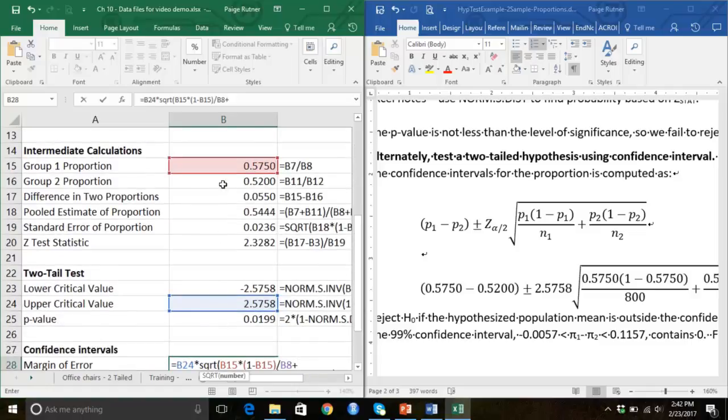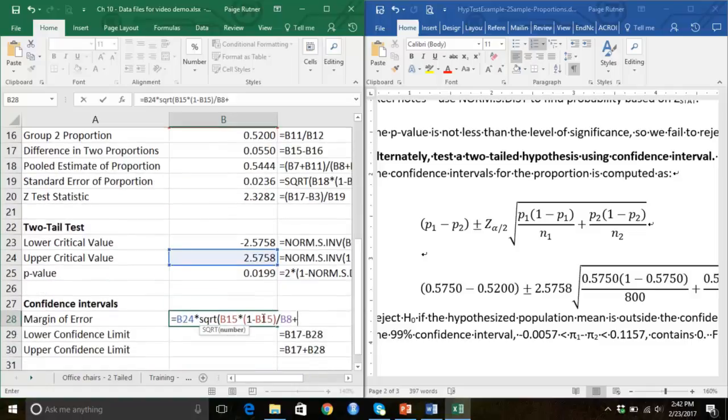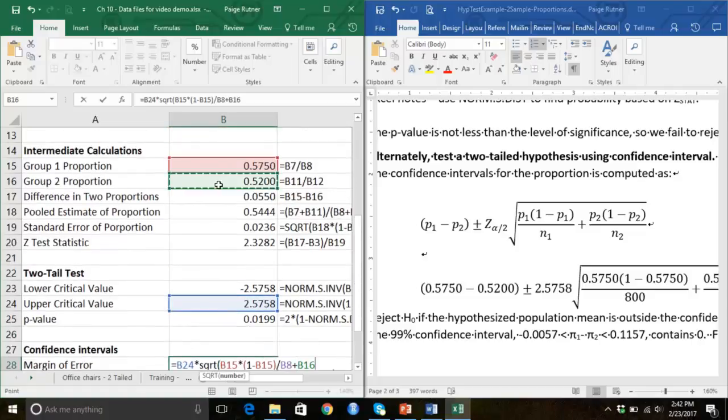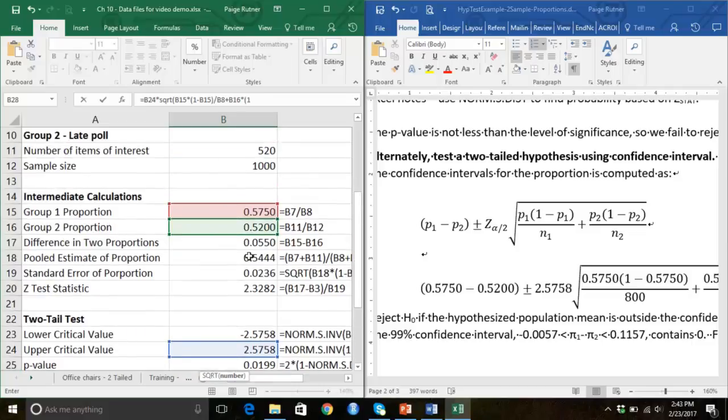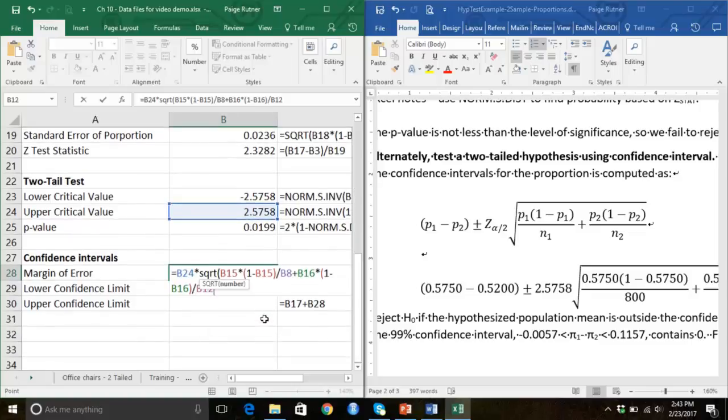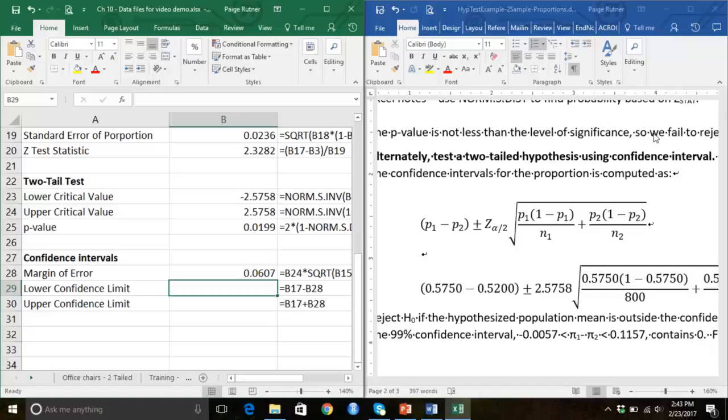And so that is my second proportion. I'm just coming down here so I can take a look at my formula. My second proportion times 1 minus that second proportion divided by the size of my second sample. And so then I will close that square root function. And so what that gives me is a margin of error of 0.0607.